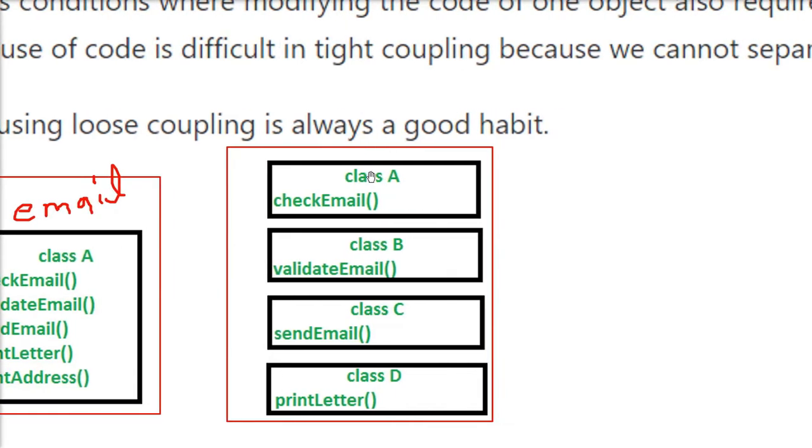But now somebody does it like this. In class A, he wrote the check email function here. In class B, he wrote validate email.